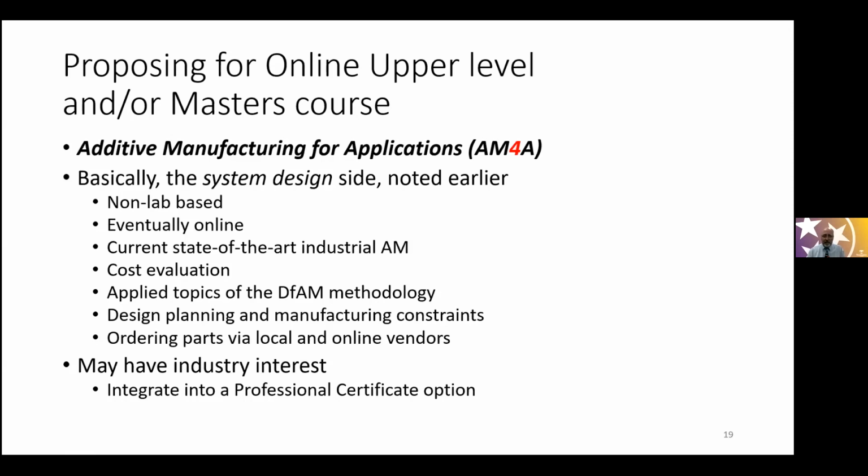Eventually, I plan it to be online, for the last bullet down there, but it would discuss and present current state-of-the-art industrial additive manufacturing, cost evaluations for products and how you determine what should be additive manufactured and what should not be, and go to other systems, applied topics of design for additive manufacturing methodologies, some things I showed you there about weight distribution or weight reduction and strength analysis, not necessarily doing the strength analysis completely, but what are the options you have if you've got a problem. Design planning and manufacturing constraints.